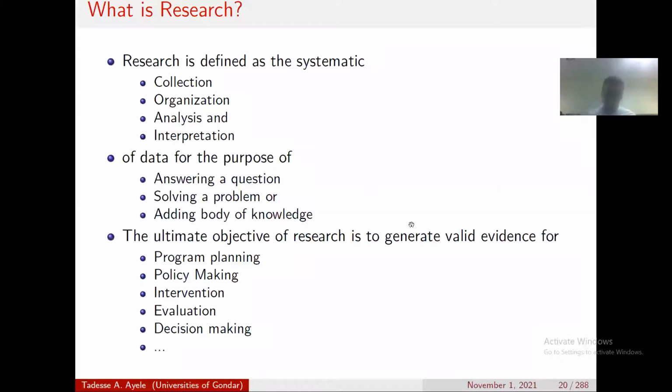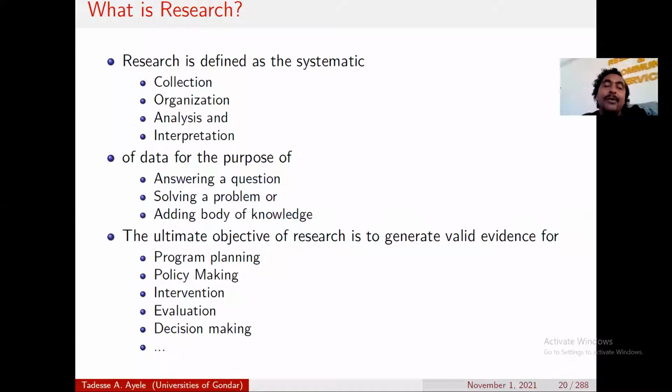So as I said earlier, it's all about research. It's all about generating evidence from data. So when we talk about biostatistics, it's entirely related to data. When we talk about data, it's entirely related to research. So it's good to start from the definition of research.